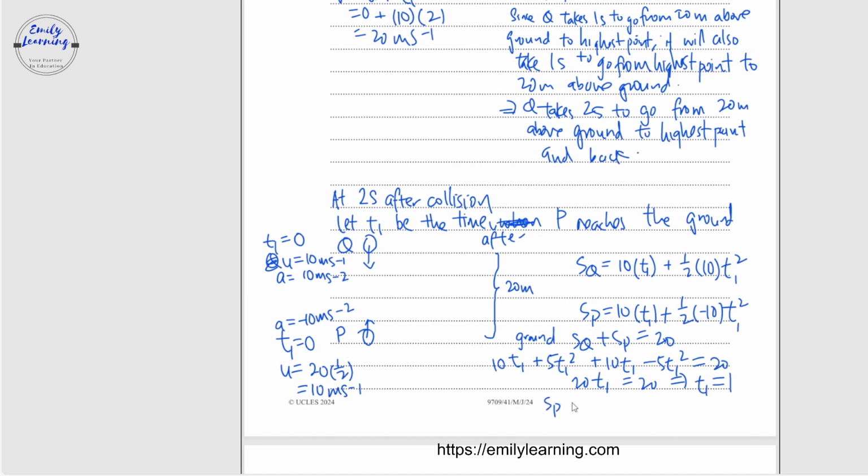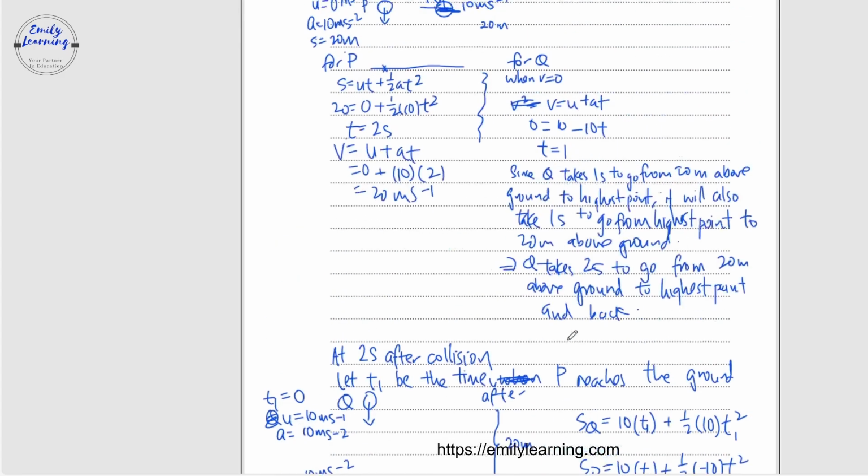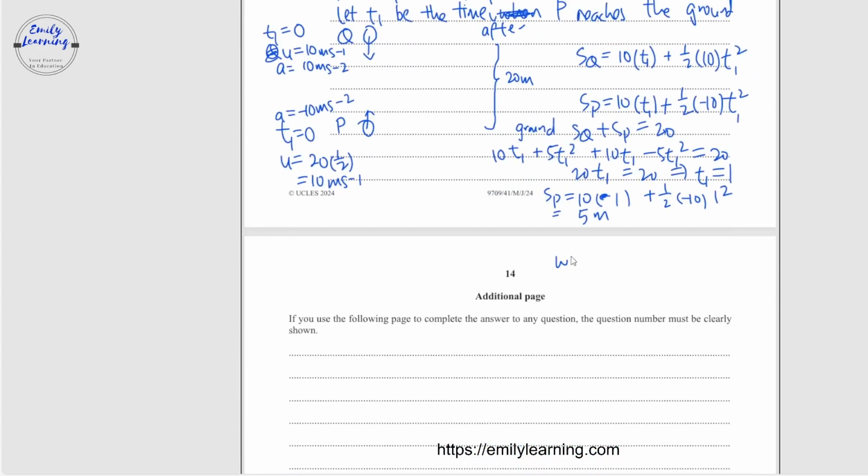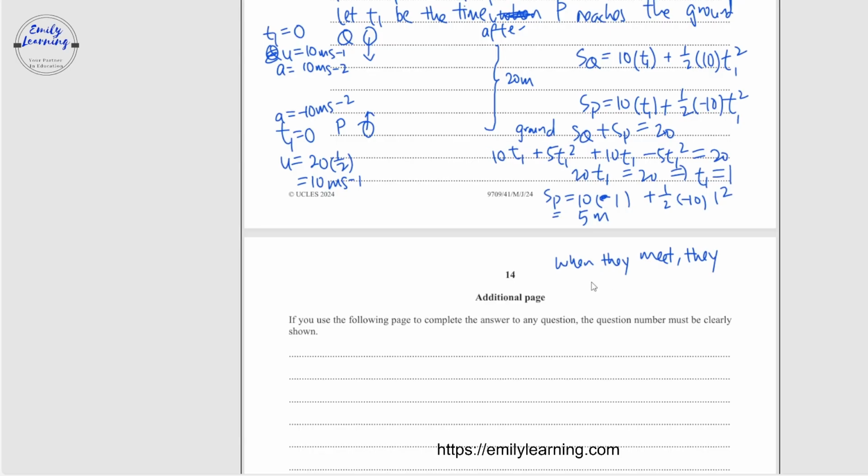And then the distance of P above the ground is 10 times 1 plus half times negative 10 times 1 square, which equals 5 meters. So therefore, when they meet, they are 5 meters above the ground.